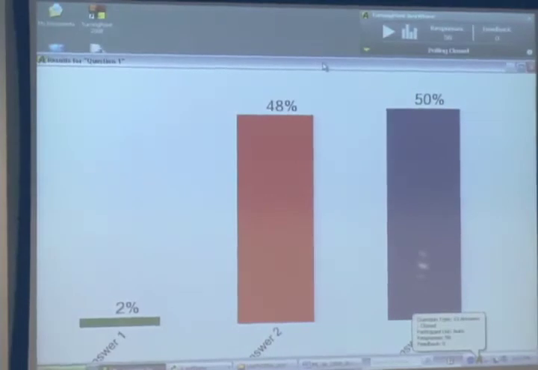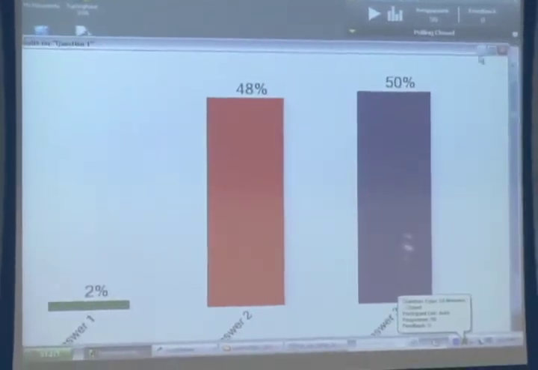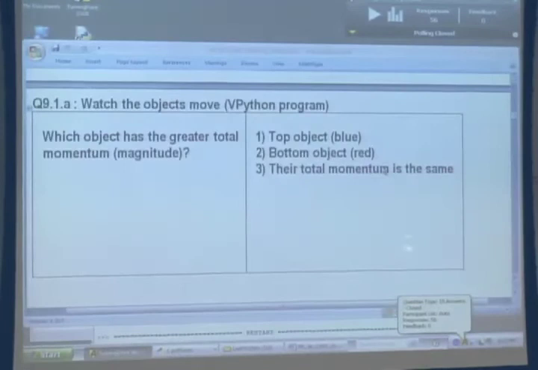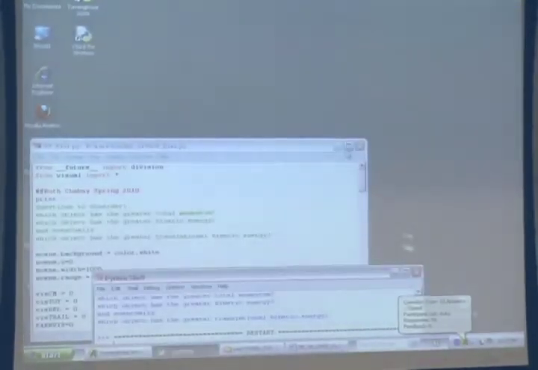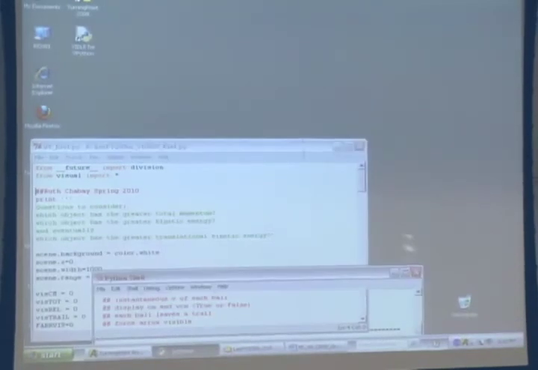Okay, so 50-50 split. Half the people say that the bottom object had a larger total momentum, and the other half say that it's the same. So let's just look at it one more time.